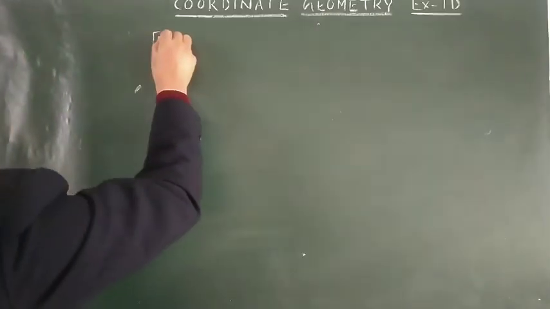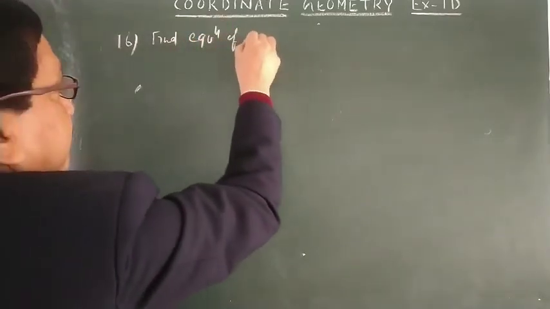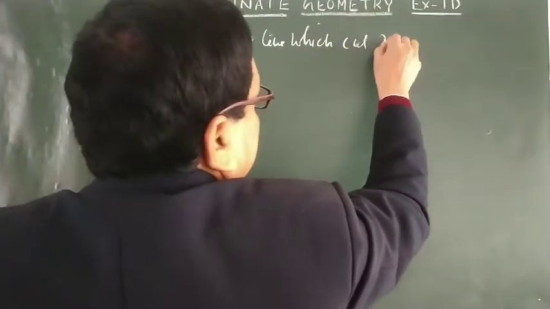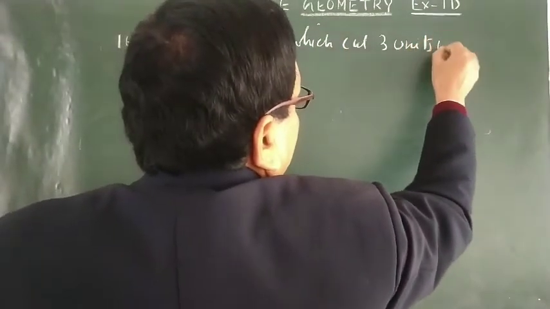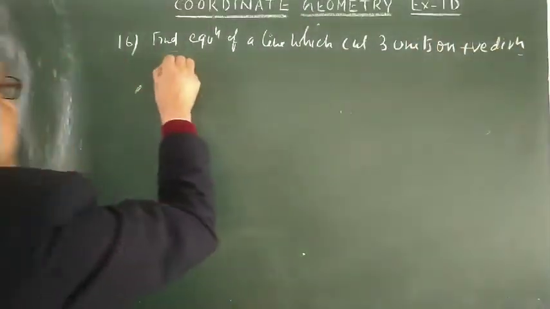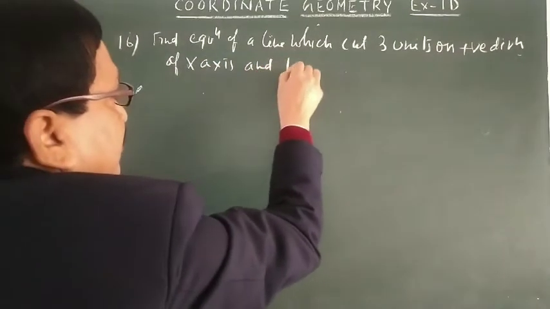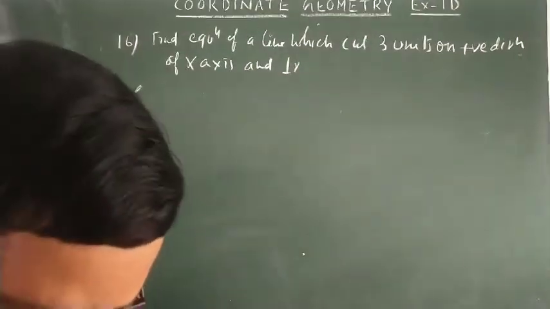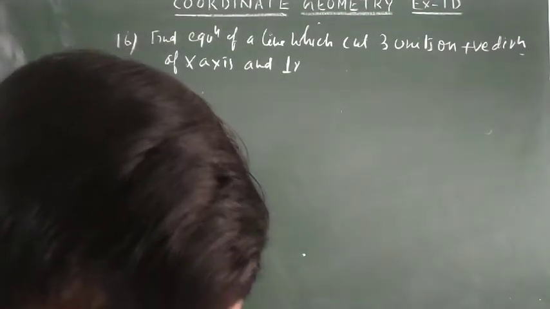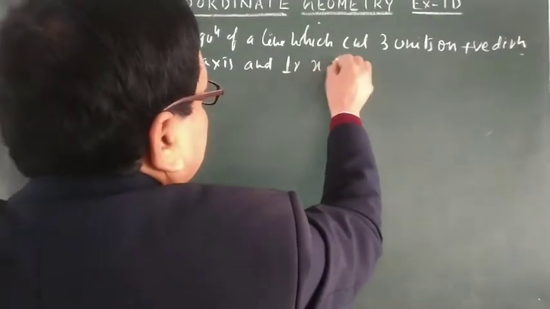Find the equation of the line which cuts 3 units on the positive direction of the x-axis and is perpendicular to x minus 7y plus 5 is equal to 0. Let us verify the question first. And yes, perpendicular to x minus 7y plus 5 is equal to 0.